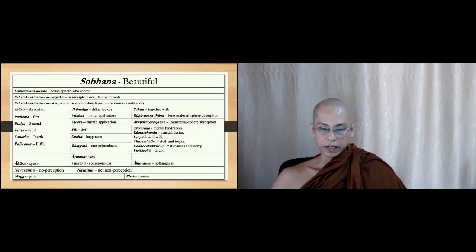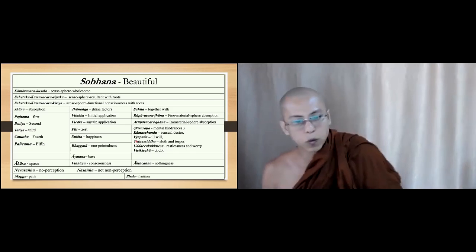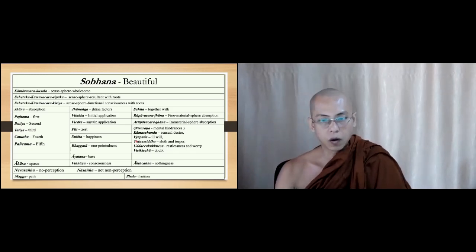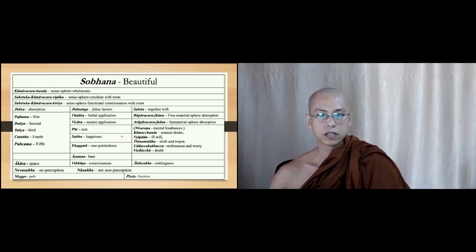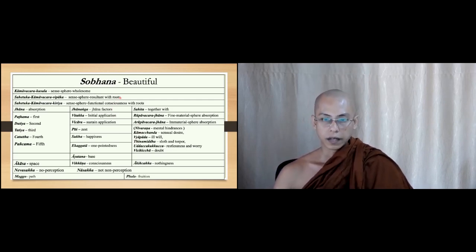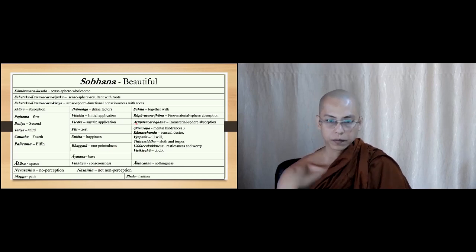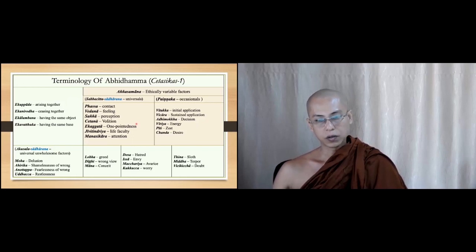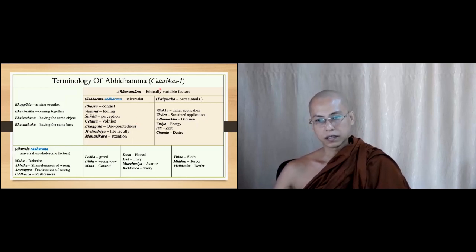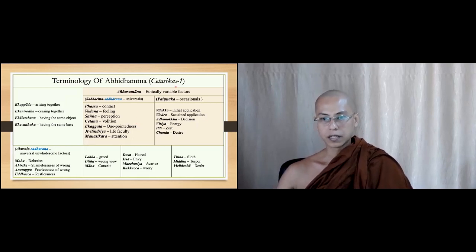And magga and phala. So these are all types of sobhana, beautiful consciousness. It contains the sense sphere, fine material sphere, immaterial sphere, and supramundane. So in this table, you will see the different types of usage. Then let's continue to the terms used in the Cetasika chapter.